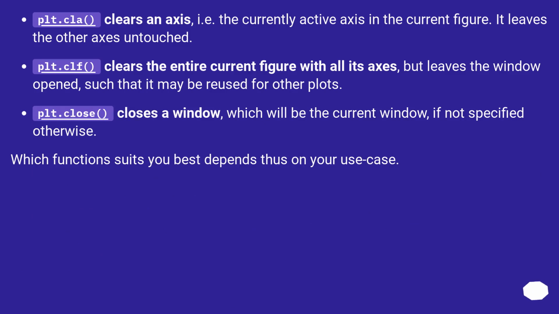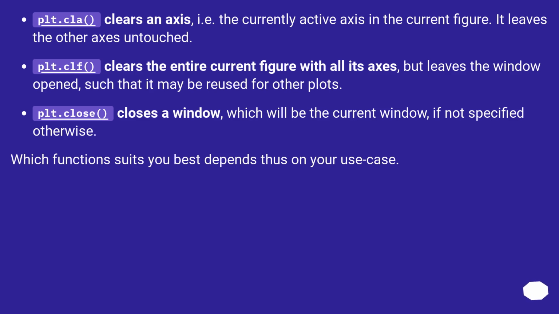plt.cla clears an axis, i.e. the currently active axis in the current figure. It leaves the other axes untouched. plt.clf clears the entire current figure with all its axes, but leaves the window opened, such that it may be reused for other plots.